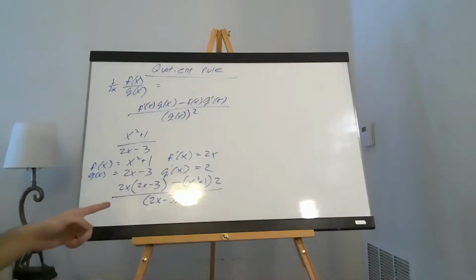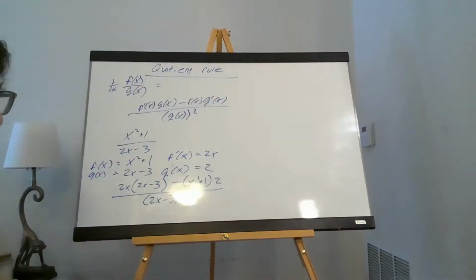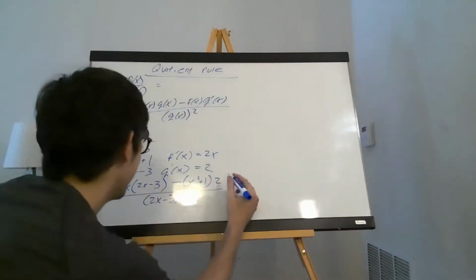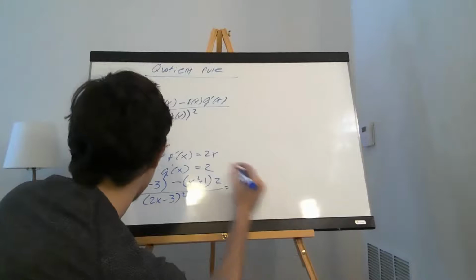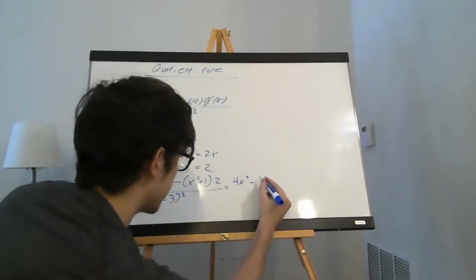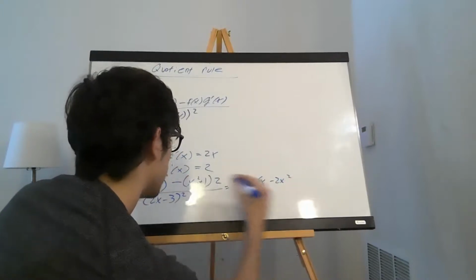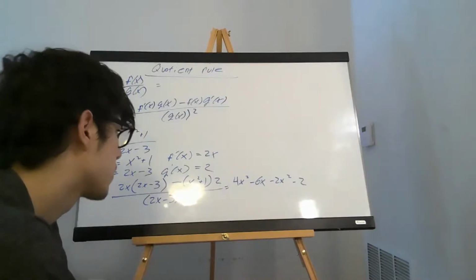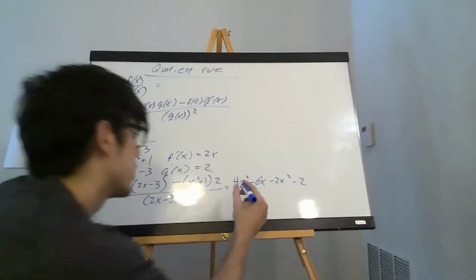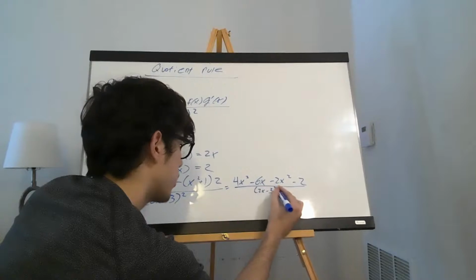So most professors will not allow you to leave it this way, but this will at least get you like half credit. You should always simplify your answers. I don't know why people choose not to do that. 4x squared, I know my head's blocking it, I'm sorry for that. 6x minus 2x squared minus 2. 4x squared minus 6x, that checks out. All divided by 2x minus 3 squared.